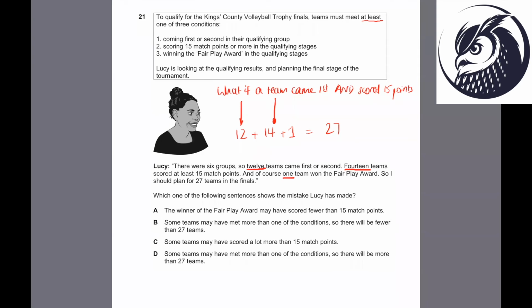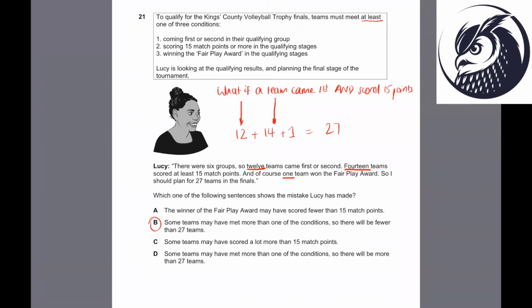So Lucy has not accounted for that. She's just assumed that all of the teams have only met one condition. She's assumed that none of the teams have met more than one of those conditions. So let's have a look at the answer option that actually says that. I'll just direct you guys to answer option B. So it says some teams may have met more than one of the conditions. So there will be fewer than 27 teams. And that's exactly what I've tried to show you in that example above here, right?